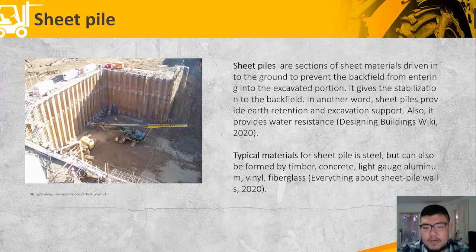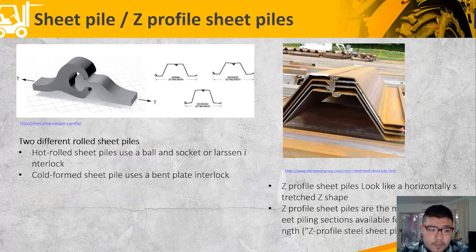but it can also be formed from timber, concrete, light aluminum, vinyl, or fiberglass. There are two different rolled sheet piles. The first one is hot rolled sheet pile, which uses a ball and socket or Larssen interlock. The second one is cold formed sheet pile, which uses a bent plate interlock, as you can see from the first diagram above. And there are two different types of sheet pile that we researched.